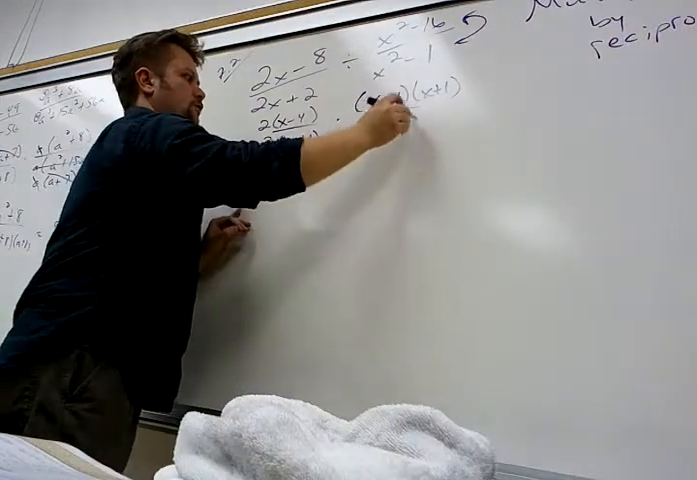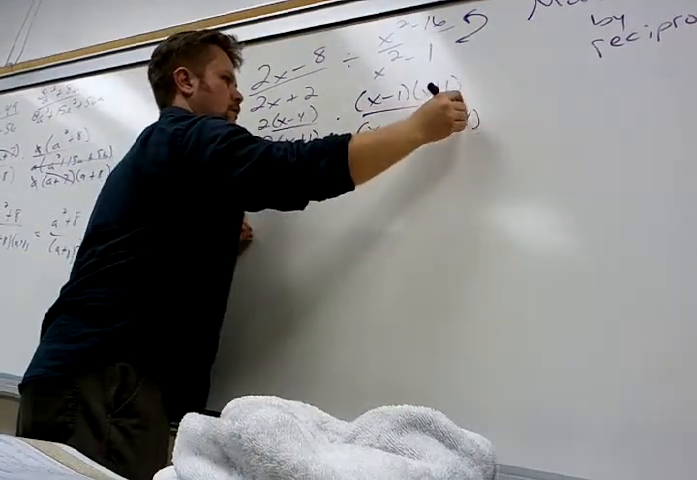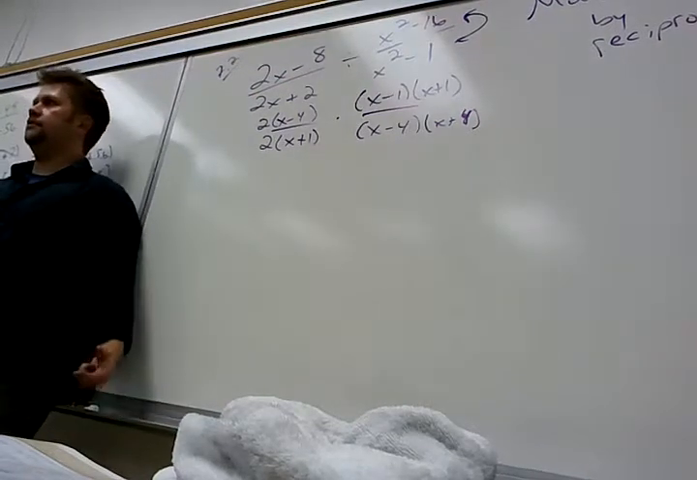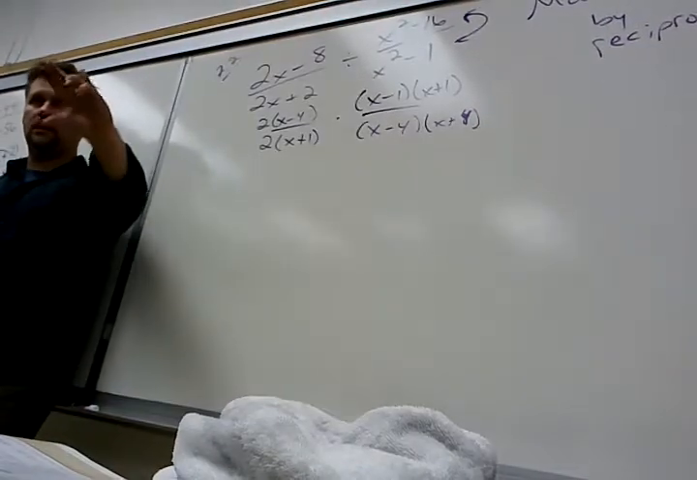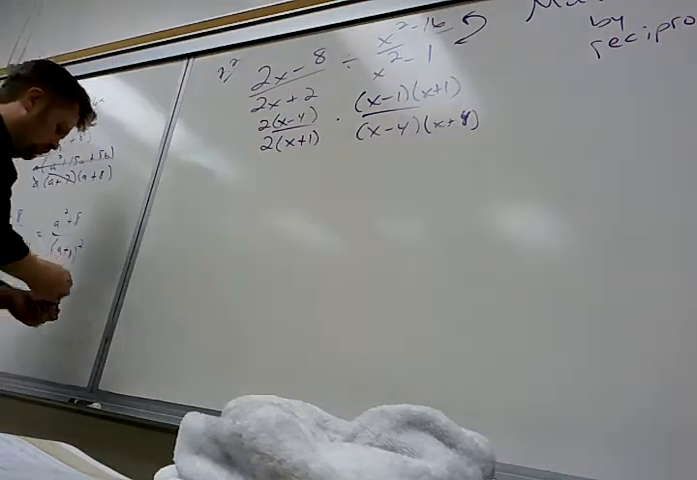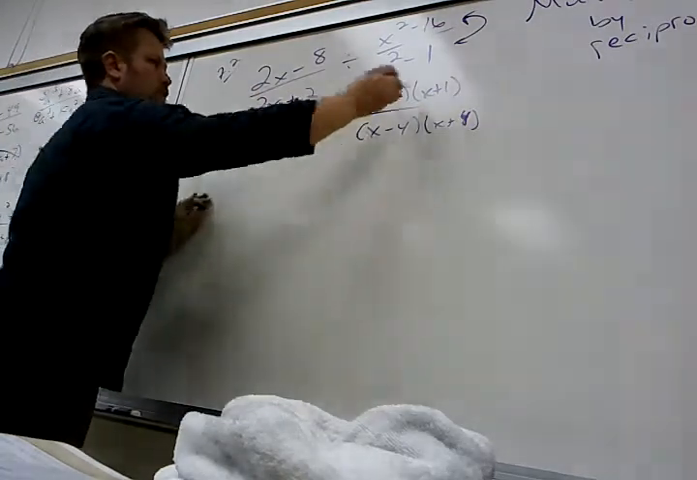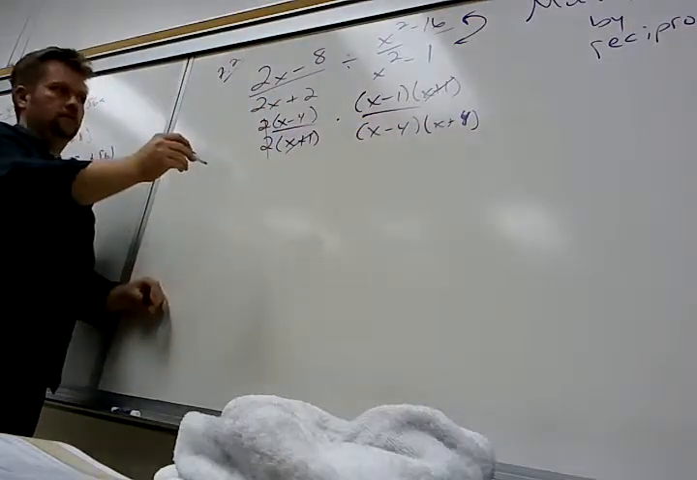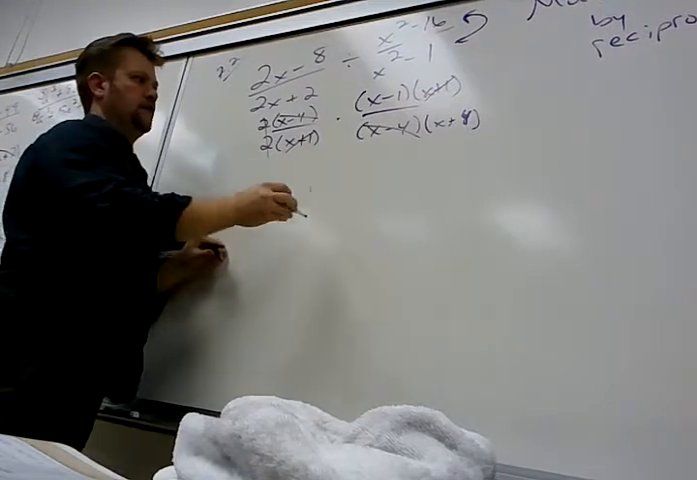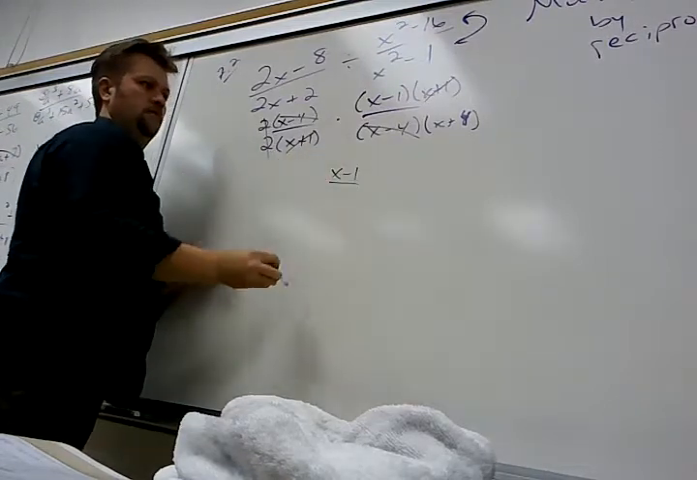Yeah, exactly. X minus 4, x plus 4. So a division problem is not really a different problem. It's the same problem. It's still multiplication. It's just multiplied by the reciprocal. And now what cancels? X plus 1, x minus 4. The 2's go out. X minus 4 goes out. That's it. And what's left alive? X minus 1, x plus 4.